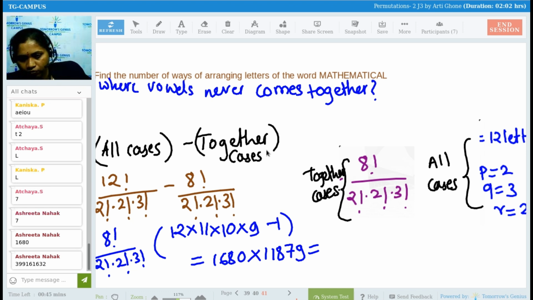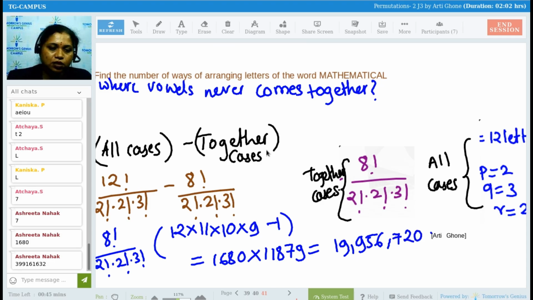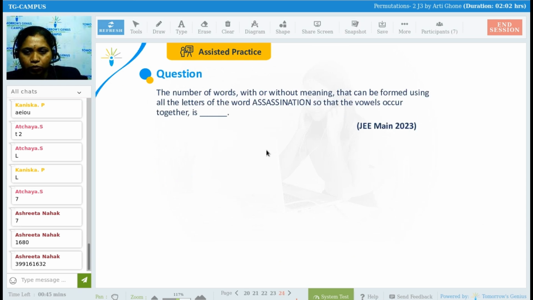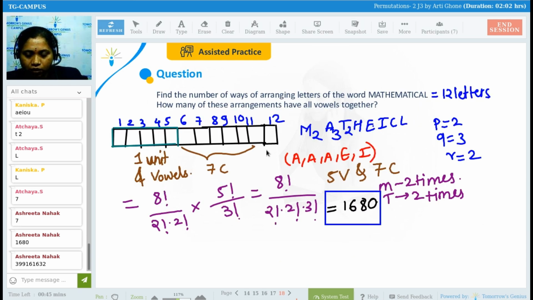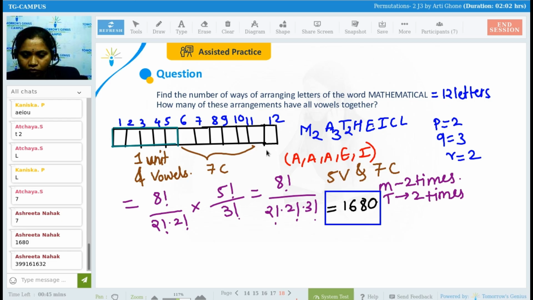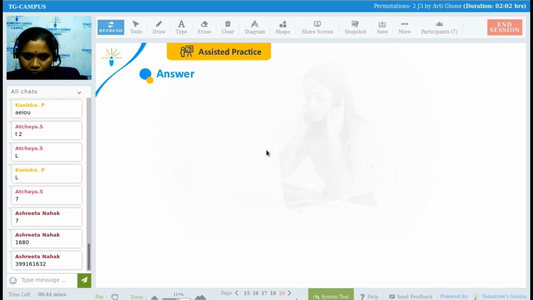So you can answer it later on when you have relaxed time. If I show on the calculator, it will be 19 lakh 956 into 720. This was his answer. But such a long number will not be asked in permutation. Ashrita, you are getting same or different? Okay, fine. Just check it later on. I'm just making you understand the concept. Now multiplication, everyone knows how to multiply. So we are done with 1680 over here.